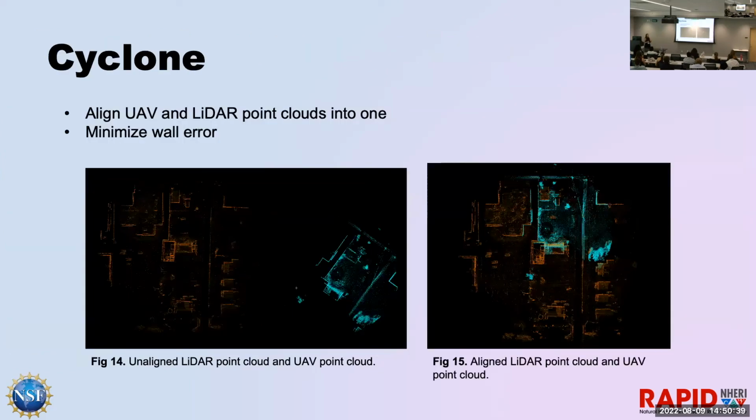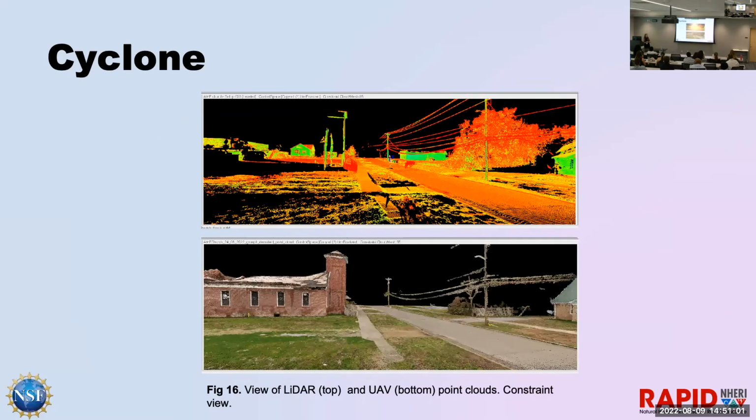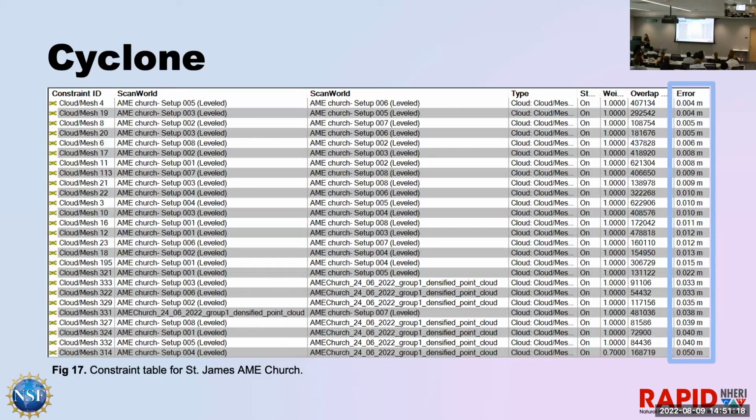And then in Cyclone, this is where I'm aligning the 2. I'm taking those pieces of the LiDAR point cloud like we saw in Register 360, and I'm aligning them with the corresponding part in the drone point cloud. Here's an example of what that looks like from the top. You're just trying to find all those little walls and corners that actually align with each other. Here's another view. The top is the LiDAR and the bottom is the drone. I'm taking that little chunk and putting it on its corresponding spot there. This is called a constraint. And every project would have several constraints like this.